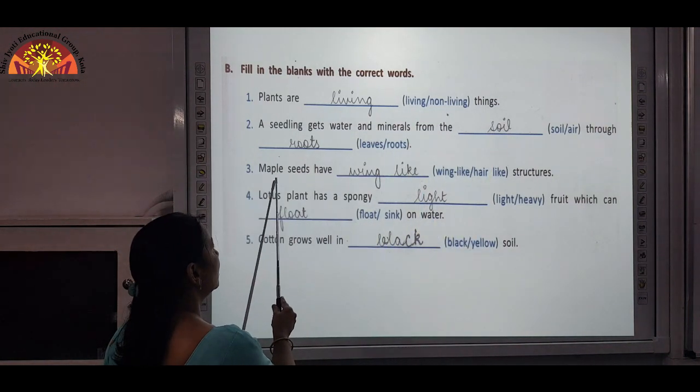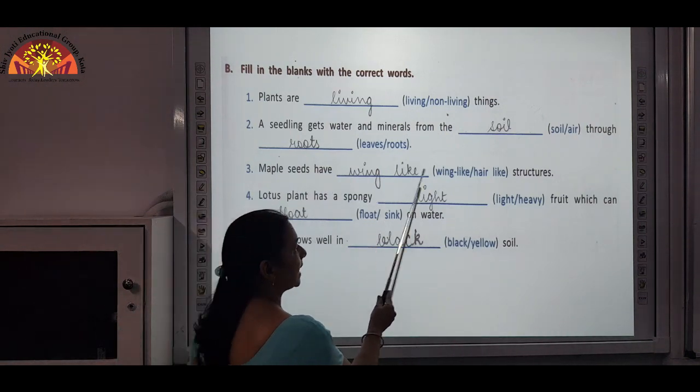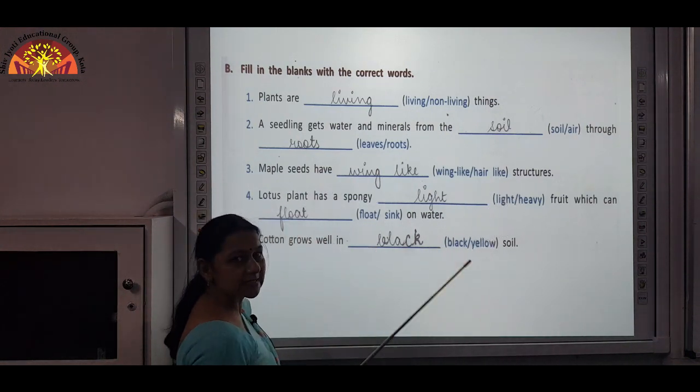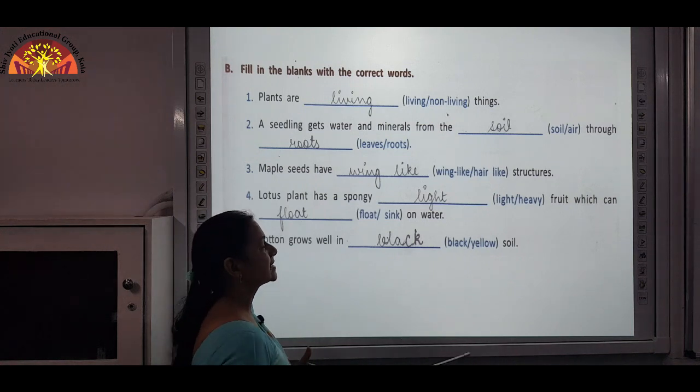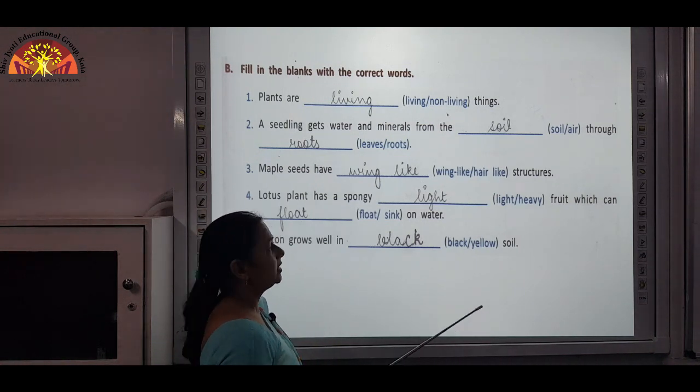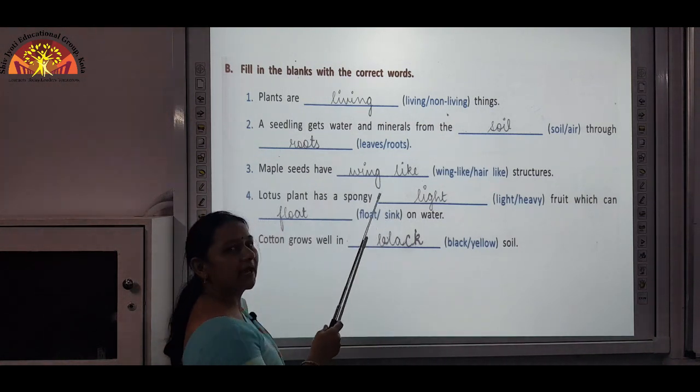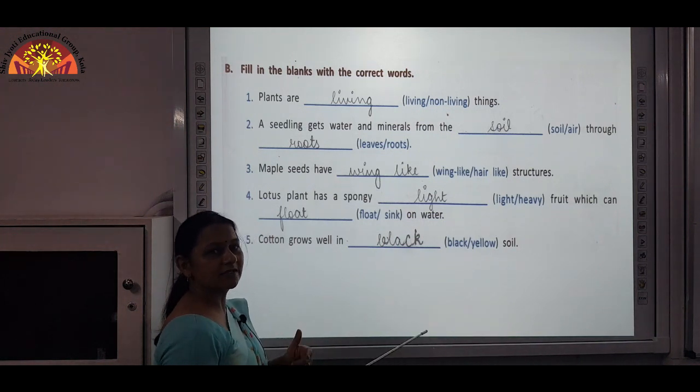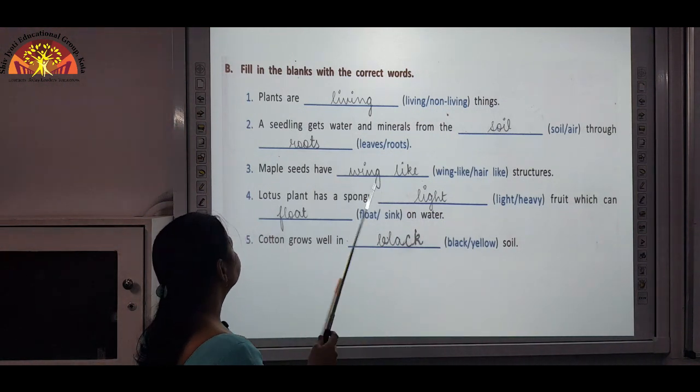Okay. Next one, maple seeds have dash structures. The maple seeds have wing-like structures, as we have done, that the maple seed is light in weight and has wing-like structures, so they are dispersed by wind.